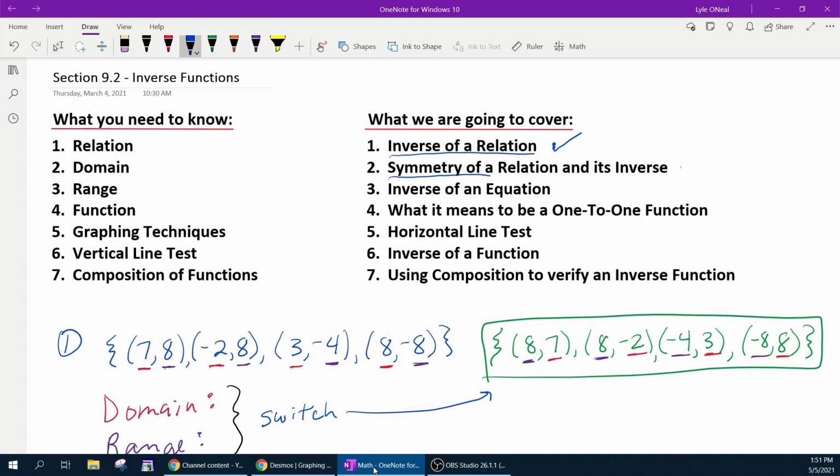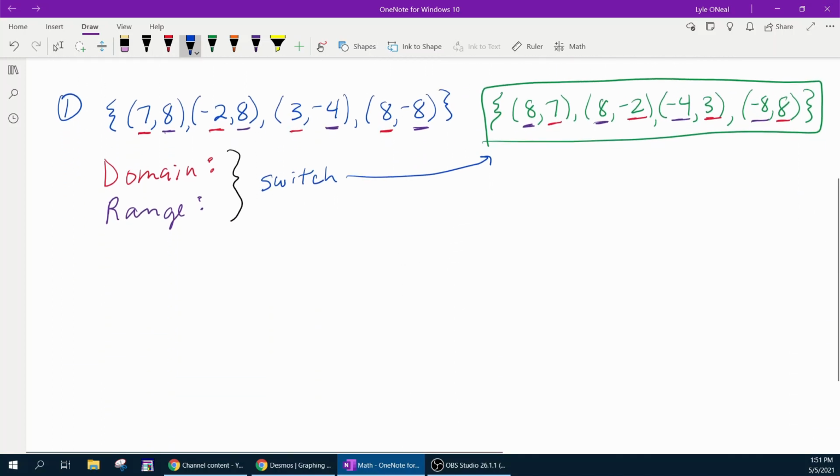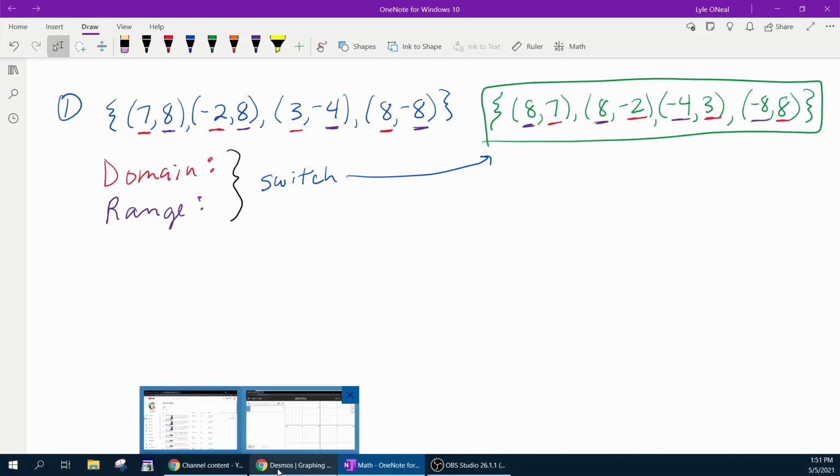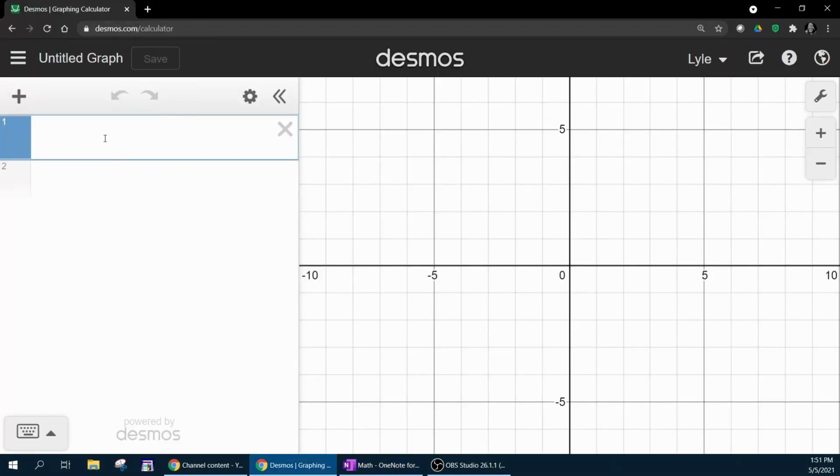Now we're going to go to Desmos and look at the symmetry of a relation and its inverse. Using number 1 as our example, if we bring up Desmos, we want to input the relation that was given. The easiest way on Desmos to input a set of ordered pairs is to add a table. And so we're going to input the x and the y coordinates, each one of the ordered pairs for the given relation.